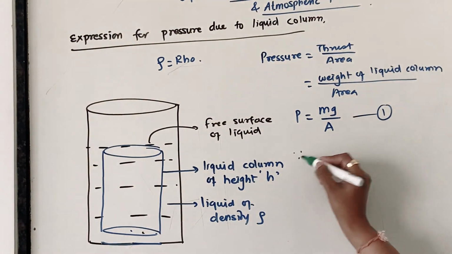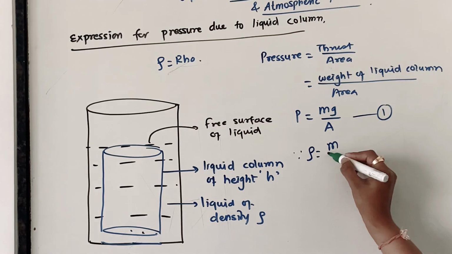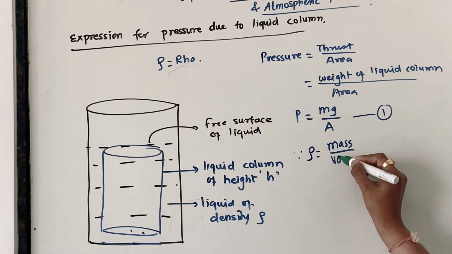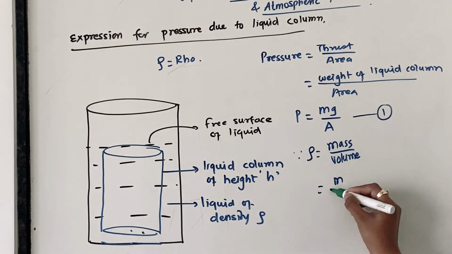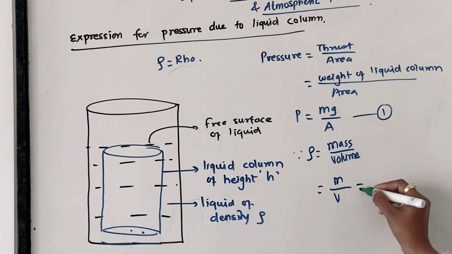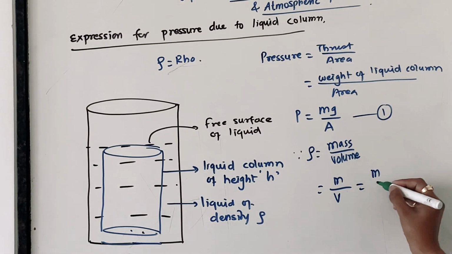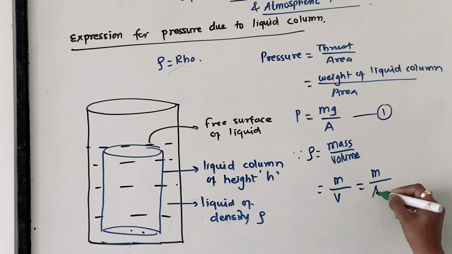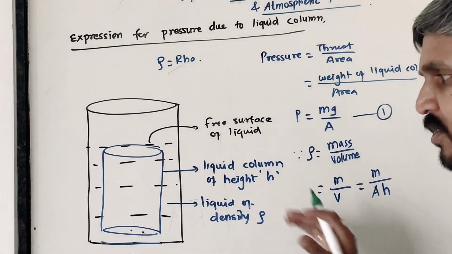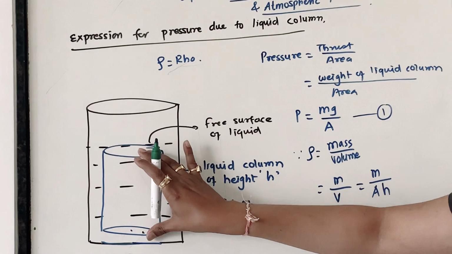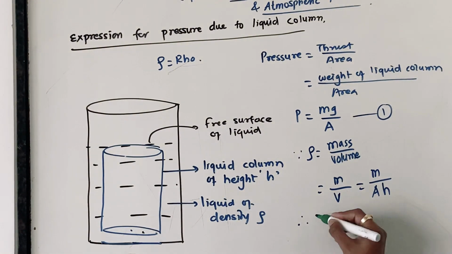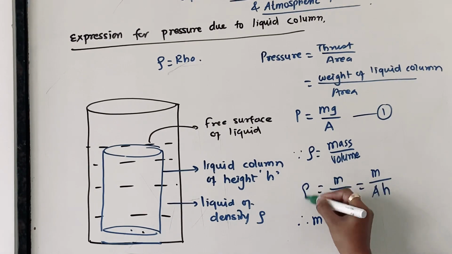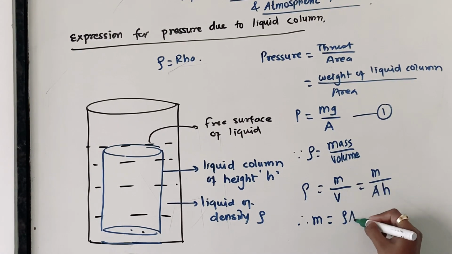Any problem with this? Now, density is mass upon volume. Mass will be m, volume is V. The volume of the cylinder is base area into height, so A into h. Therefore mass is equal to rho A h. This is equation number 2.